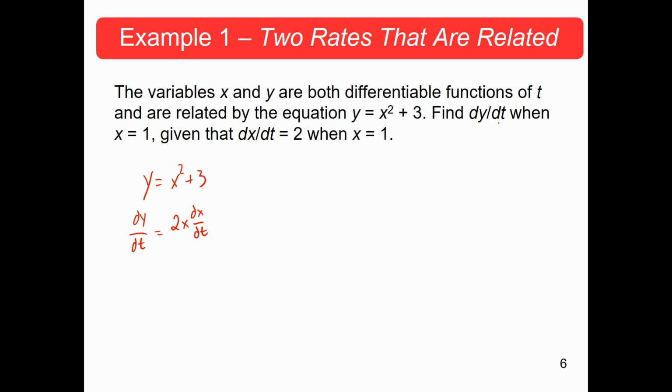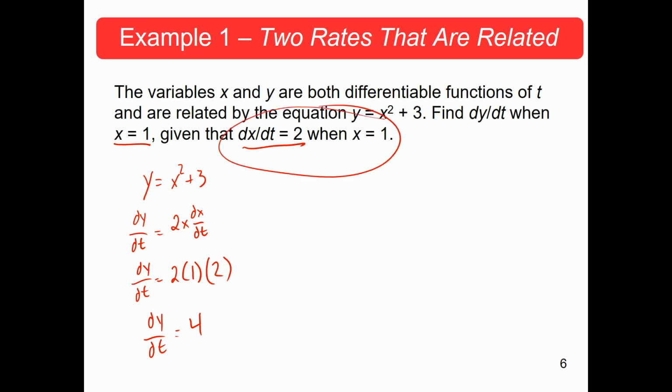So here we're asked to find dy/dt when x equals 1 and dx/dt equals 2. This is easy, this is just plug and chug, right? So 2 times x equals 1 and dx/dt equals 2. So dy/dt equals 2 times 2 times 1, which is 4. So we're given now dy/dt, assuming we're given extra information.